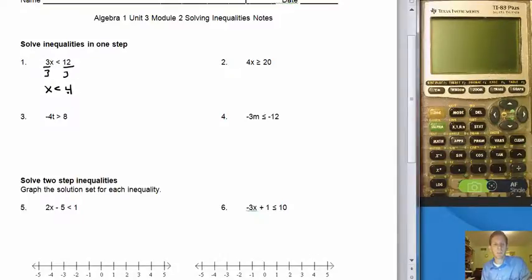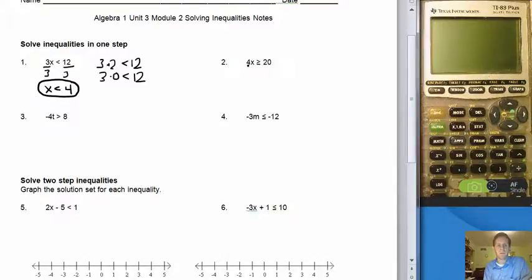For example, pick a number smaller than 4, say 2. If I plug 2 in for x, I should get a true statement. Like 3 times 2 is less than 12. That means 6 is less than 12. That's true. Pick anything less than 4. Try 0. 3 times 0 is less than 12. That's true. 0 is less than 12. It checks out. Basically, I just need to see the division step and then what we get for our final solution. So any number less than 4, x less than 4, makes this statement true.